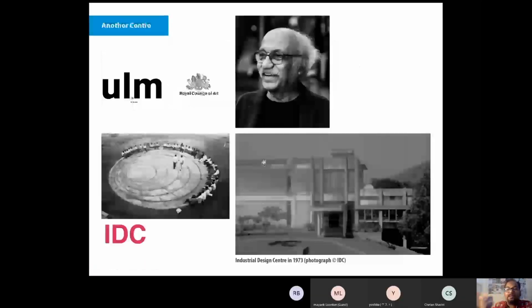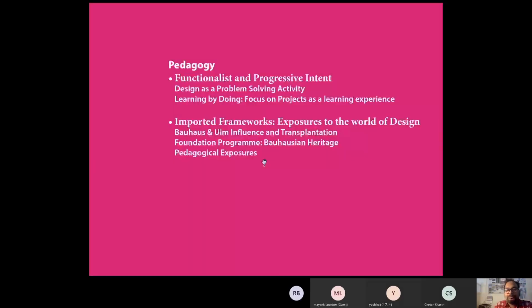There was another center of design which emerged in 1969, which borrowed its roots from HFG Ulm, and since many of its first generation faculty studied at the Royal College of Art in London, it borrowed the ideology of RCA also. So if you look at the pedagogy in this particular paradigm, it is more functionalist and has a lot of progressive intent.